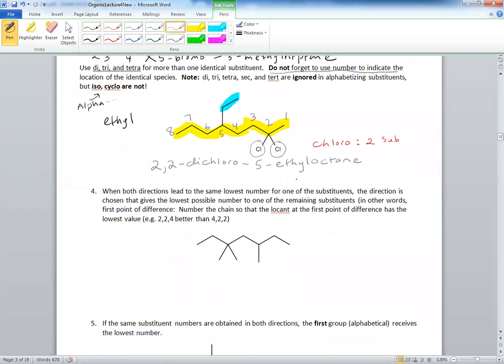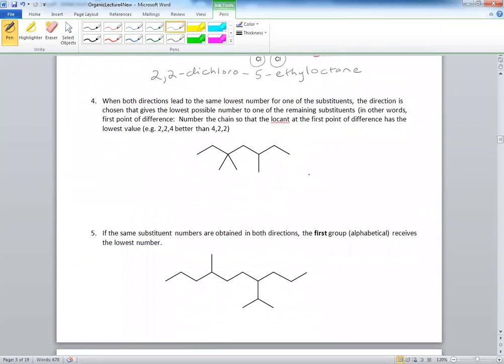Let's go to the next one. The next one is very important and it's often missed by students. This one says that when both directions lead to the same lowest number for one of the substituents, the direction is chosen that gives the lowest possible number to one of the remaining substituents. In other words, first point of difference: number the chain so that the locant, or the location, at the first point of difference has the lowest value.